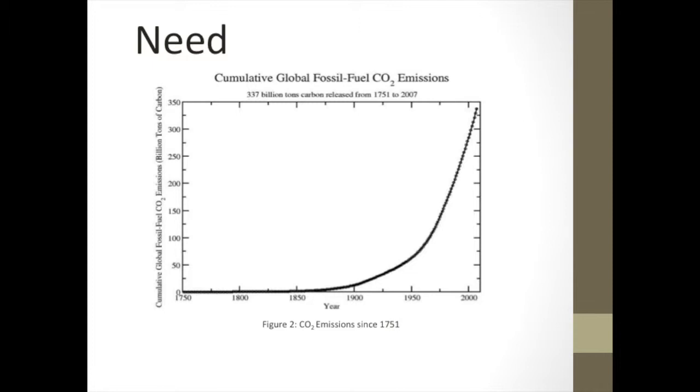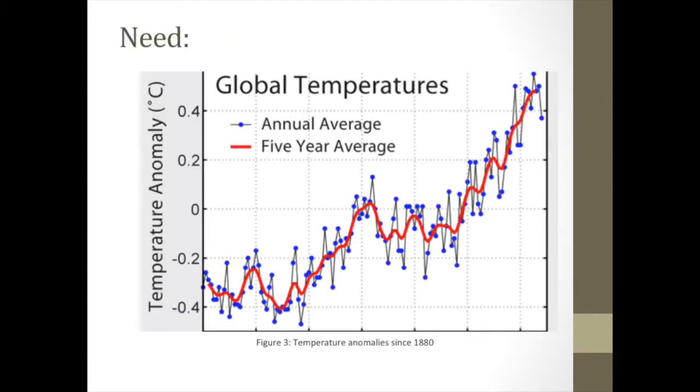A clear increase in carbon dioxide emissions is seen since about 1950, but how has the release of carbon dioxide into the atmosphere affected the Earth? Figure 3 shows an increase in temperature anomaly since about the 1950s, when an increase in carbon dioxide emissions was seen. Evidently, these two are connected.